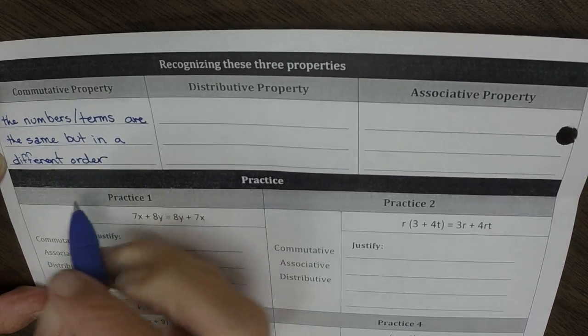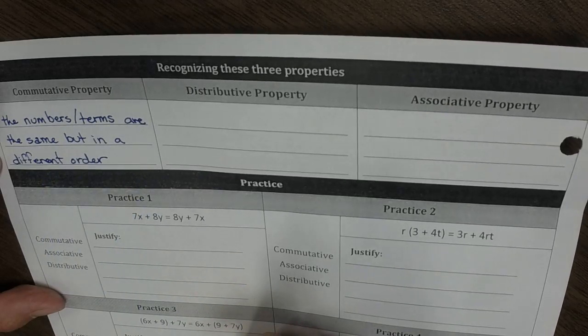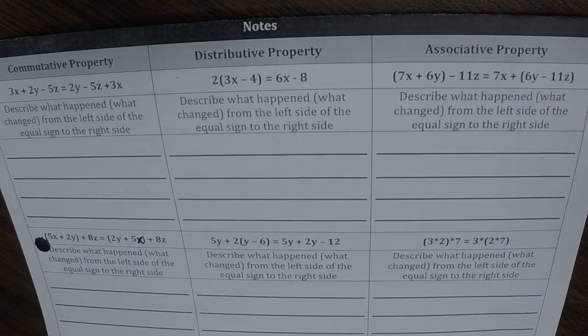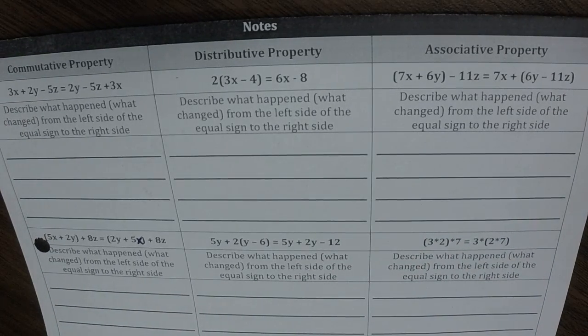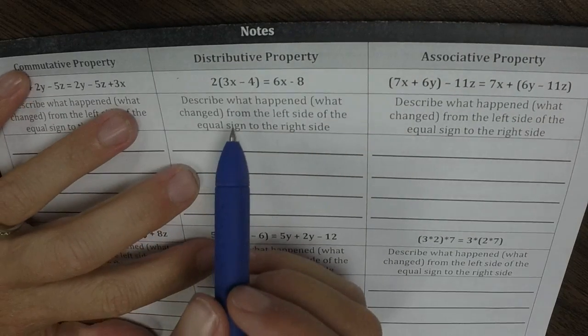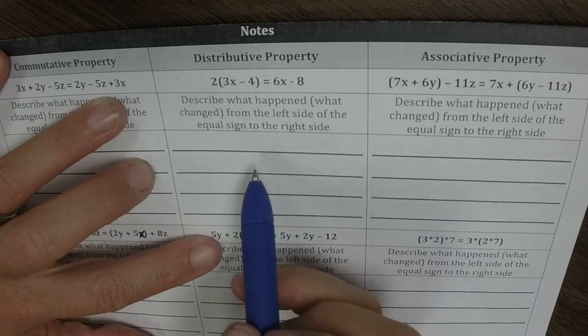Or you could even simply say something about the numbers or terms switch places. Okay? So now let's look at the next one. The next one is the distributive property. In the distributive property, the definition said that we were multiplying the number on the outside of the parentheses by everything that was inside the parentheses. Okay? And so up here, I'm hoping that that's what you wrote, is something about multiplication.